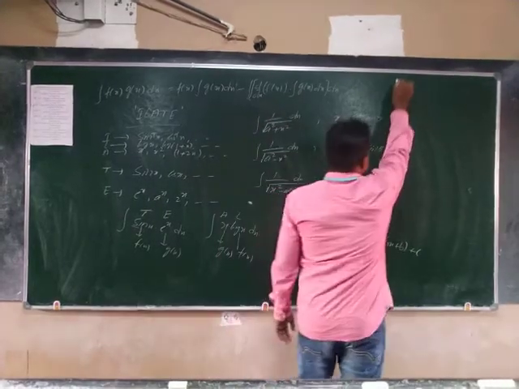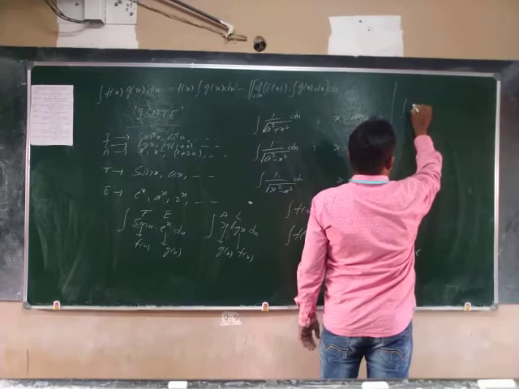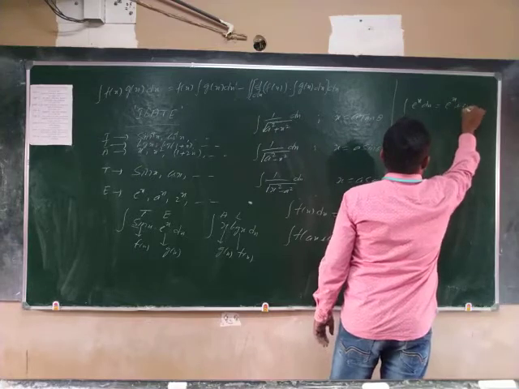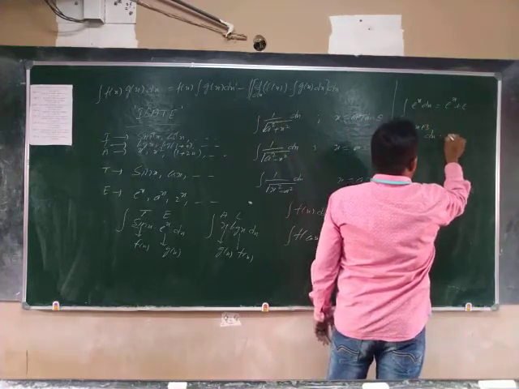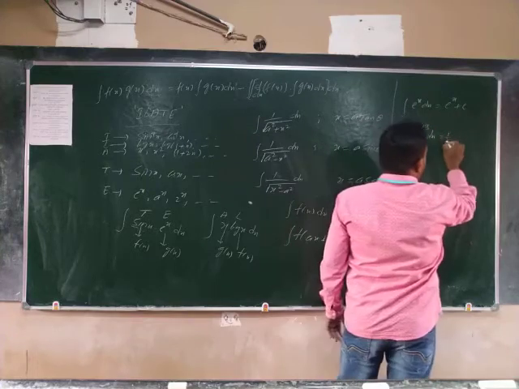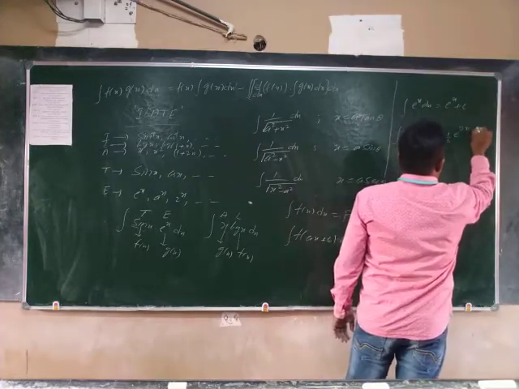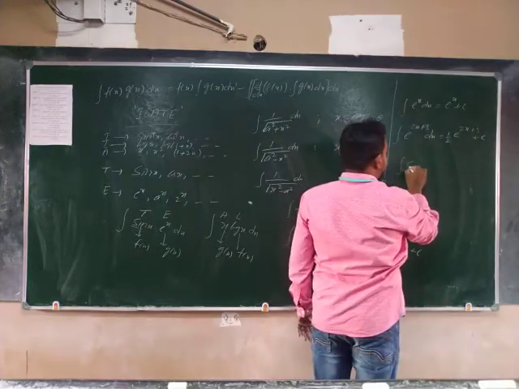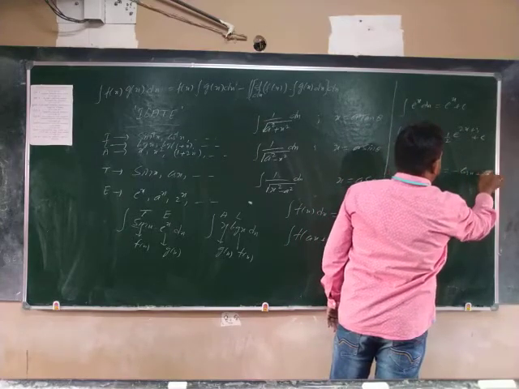For example, you see integration of e power of x dx, you know, is e power of x plus c only. Now integration of e power of 2x plus 3 dx is equals to what? The x coefficient you write in the denominator, so 1 by 2, and e power of the same, 2x plus 3, plus c. One more: integration of sin x dx is equals to what? Minus cos x plus c.